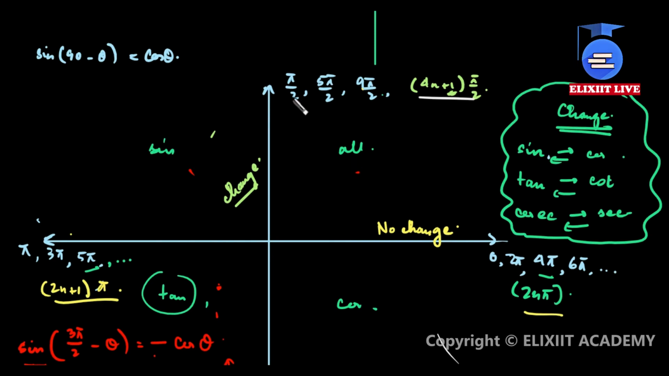So pi by 2 minus theta, first of all, this is pi by 2. Pi by 2 means change will be there. So sine is changing to cos, right? And whether this is negative or positive depends on the quadrant. So 90 minus theta will come over here.